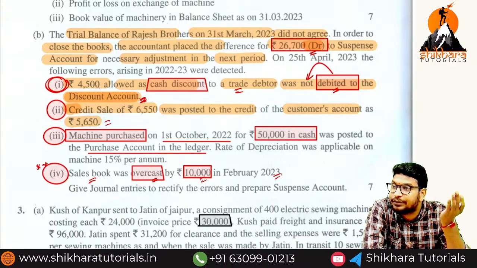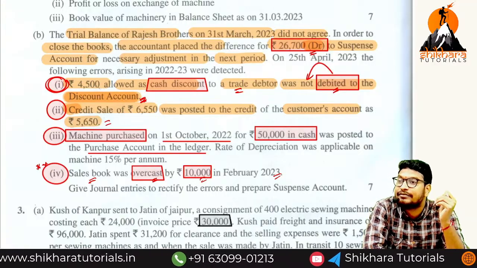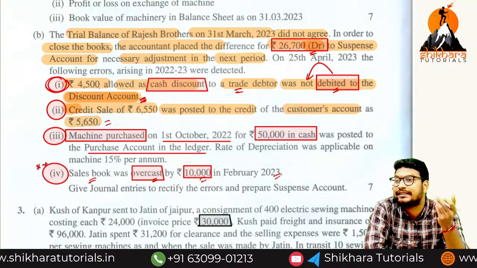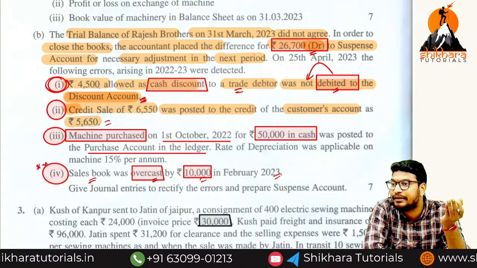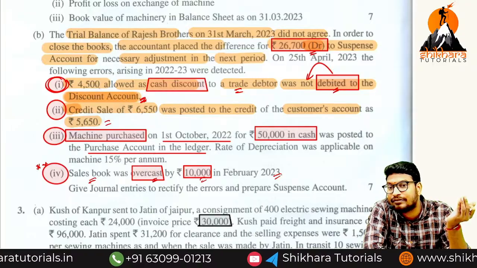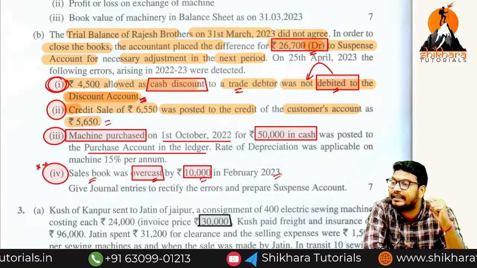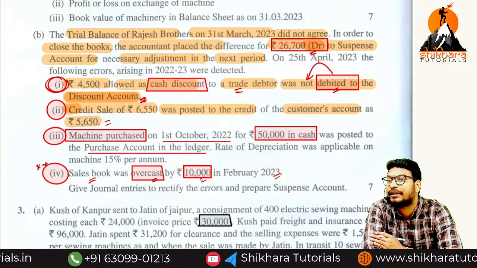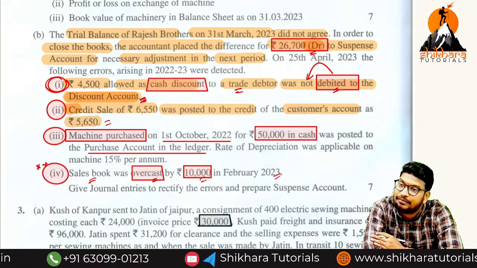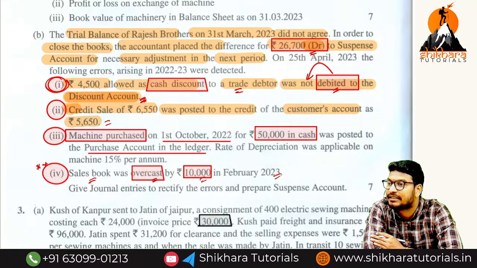Overcast means what we need to do? Decrease. Purchase will have which balance, ma? Because it is an expenditure, it is having a debit balance. In order to decrease the debit balance, what we need to do? Credit. What is the entry we need to pass, ma? Suspense account debited to purchase. Undercast means purchase account debited to suspense.